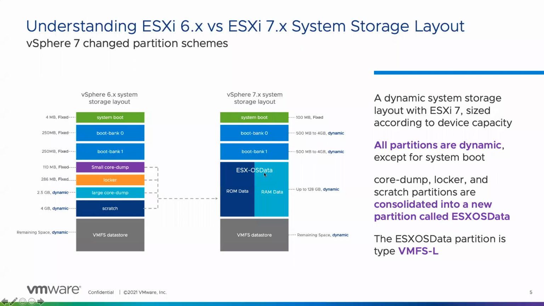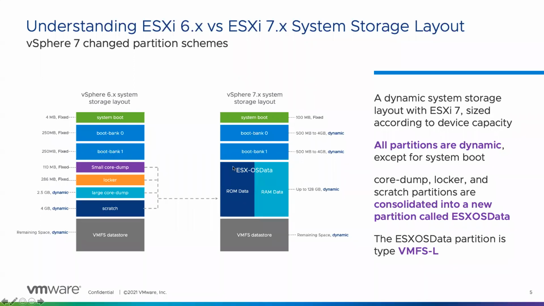Now, the next change that you experience with ESXi 7 is that we have introduced a new partition, and we are calling it the ESX OS data partition. This is a partition of VMFS-L type. L stands for local. As you know, VMFS is basically a distributed file system. So we have moved away from VFAT partitions to a VMFS-L partition, which is more flexible and more dynamic in nature, right?